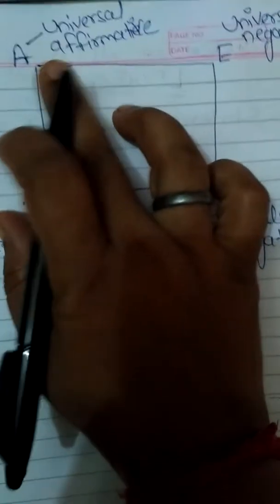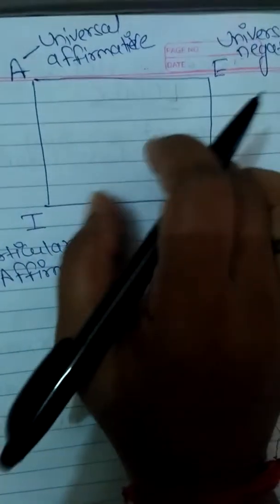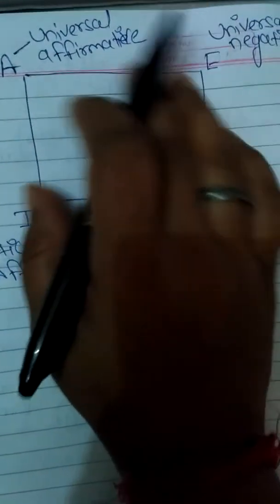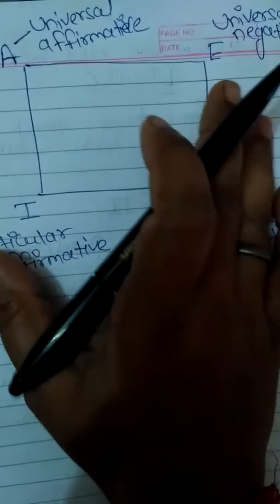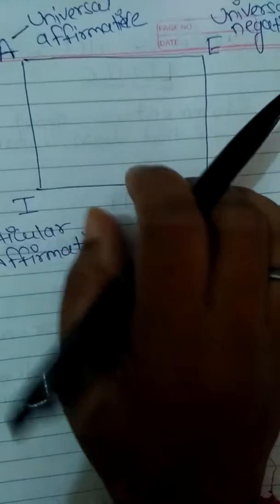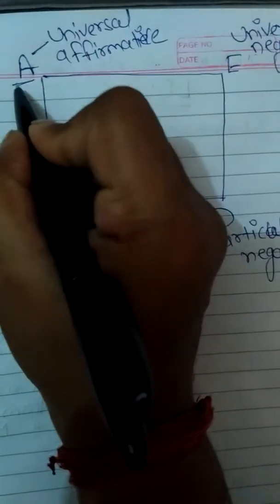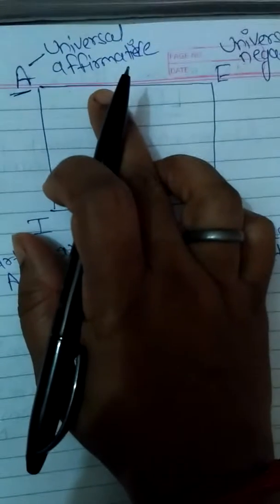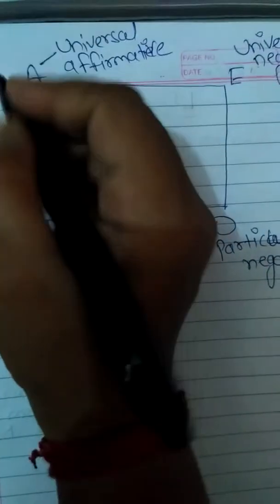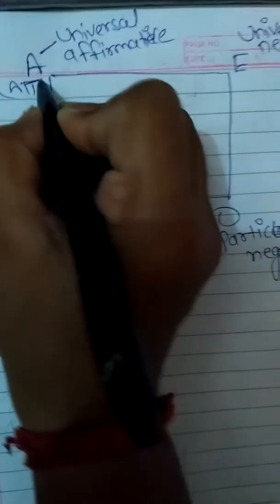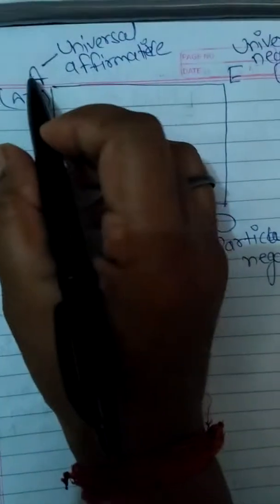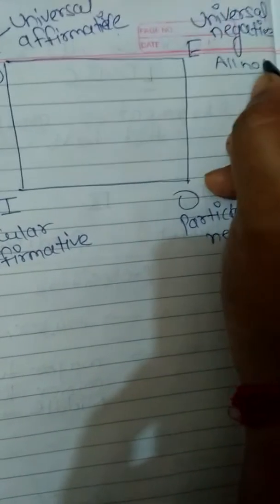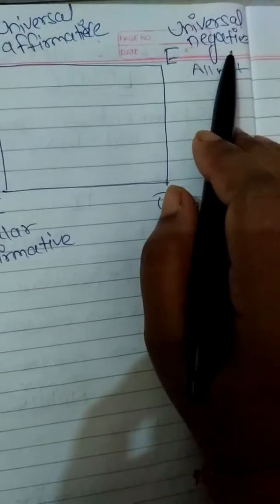So friends, I want to show you a picture diagram in which you can understand how we use the types of categorical propositions. Here you can see A: universal affirmative, which means all. Now E, which is all not, is universal negative.